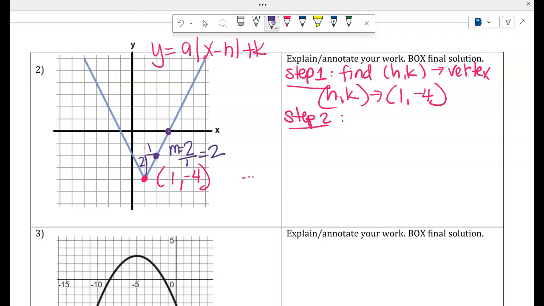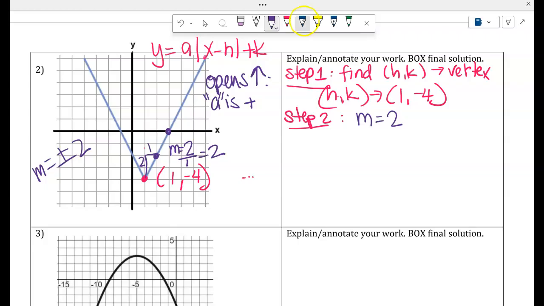Now over here, we know it opens up, okay? That means a is positive. So that means a is positive because in the absolute value, if you guys remember, we have a slope of positive and -2, but we have to pick positive 2 because it opens up. So your slope is going to be positive 2.